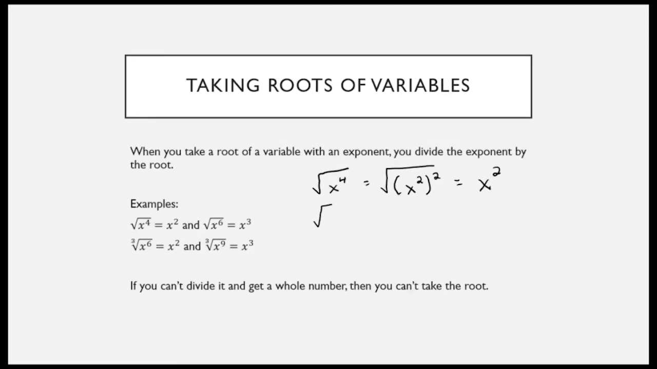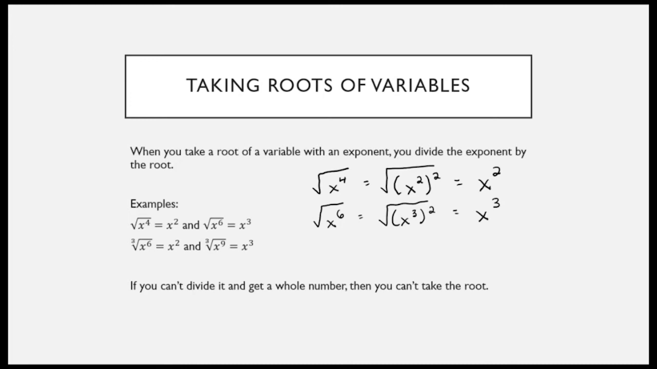The same thing with the 6th: we can rewrite x to the 6th as x cubed, squared. So 3 times 2 gives you 6. This is the same thing. The square root cancels out the square, and you're left with what's underneath the square, which is x cubed.